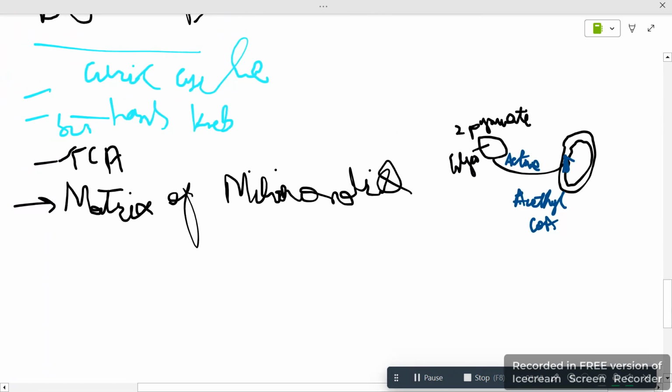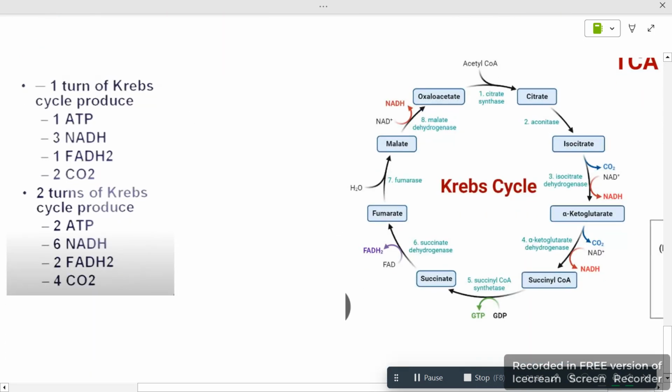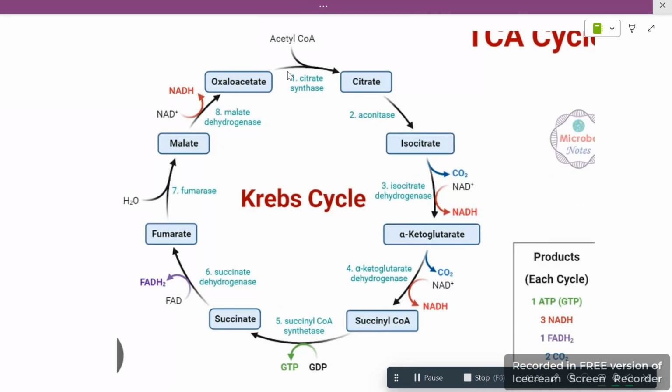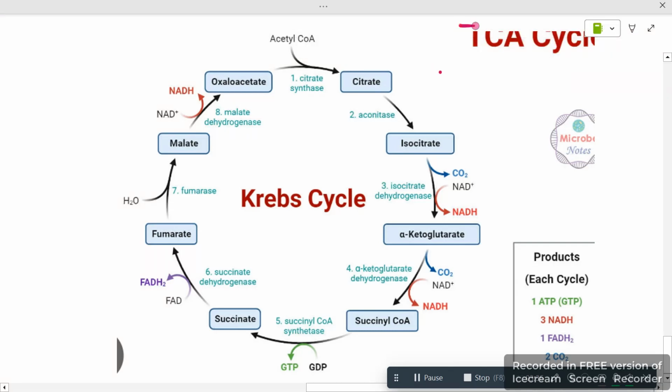I'm sure you've gotten that this occurs in the matrix of the mitochondria, and the product we are going to discuss is the glycolysis product 2 pyruvate. So let's start with the Krebs cycle. First thing, here is the complete diagram. This is also known as the TCA cycle, as I just told you. Then the first product going in is acetyl CoA, the coenzyme I just told you about.